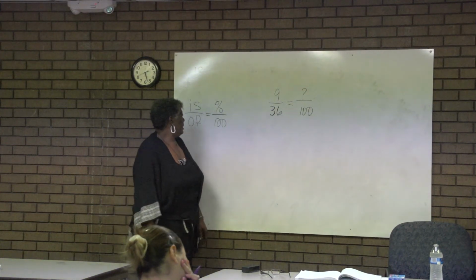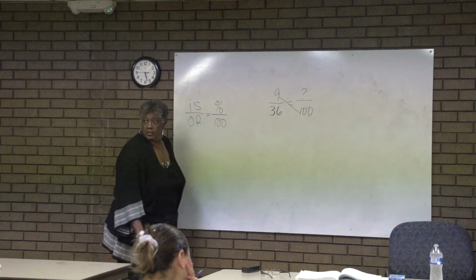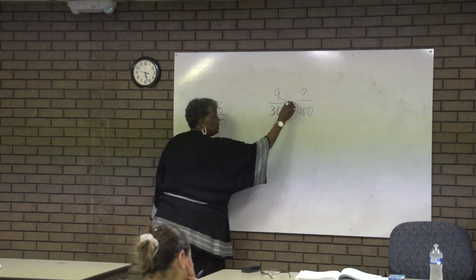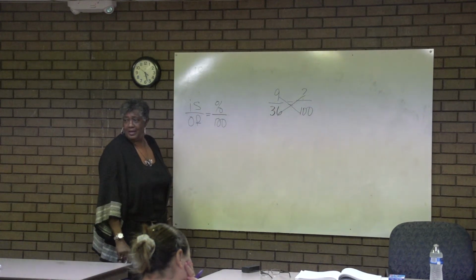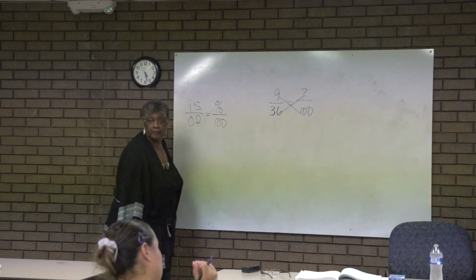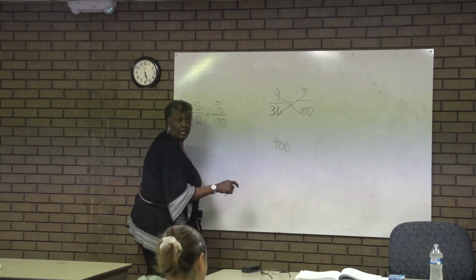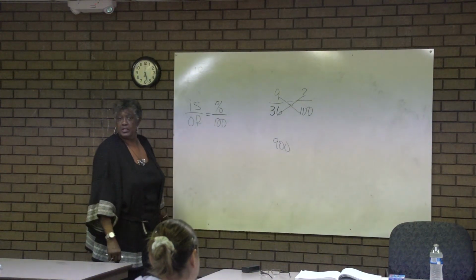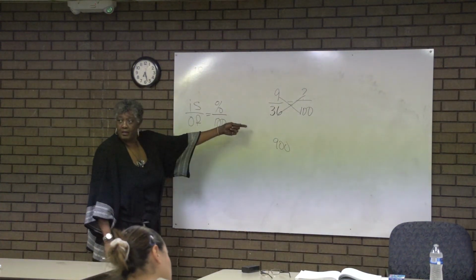Now, you have these two equals these two. These are the two that I have, so I'm going to multiply those. And 9 times 100 is what? 900. So I know that something times 36 has to give me 900 too. So just like you had to divide by the 100, this time you have to divide by the 36.